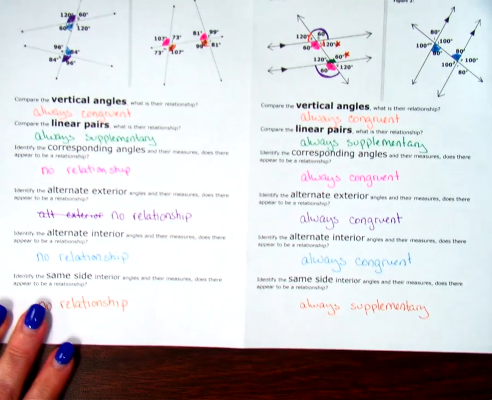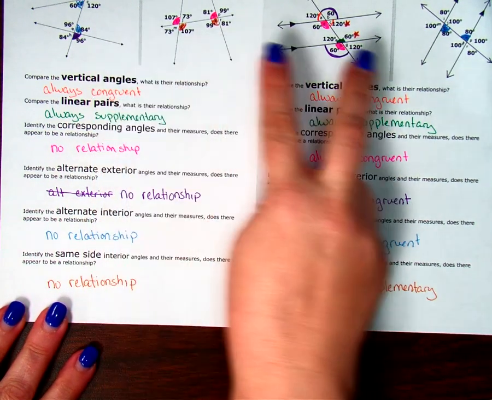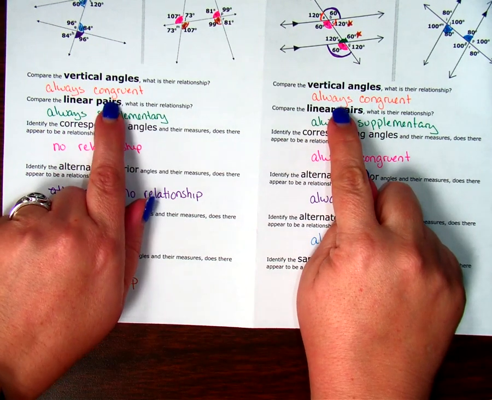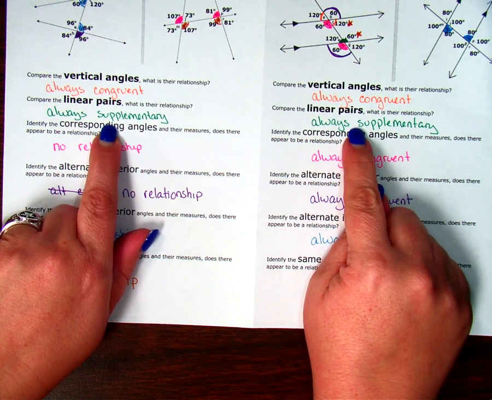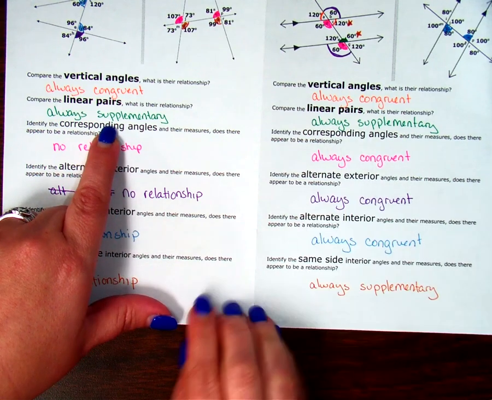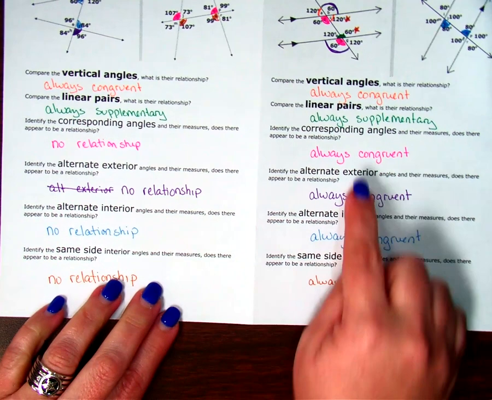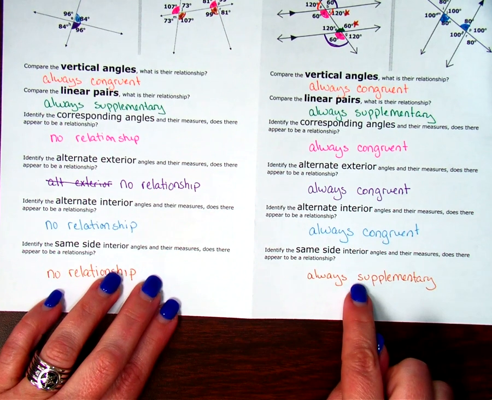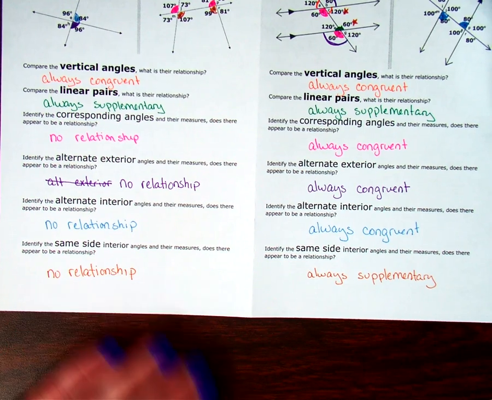So when we review, if I look at both of these together, here I've got lines that are not parallel, here I've got lines that are parallel that are all crossed by transversals. No matter what, my vertical angles are always congruent. My linear pairs are always supplementary. And then there's no relationship with the others if my lines are not parallel. But there is a relationship, congruent, congruent, congruent, and supplementary, when my lines that are crossed are parallel.